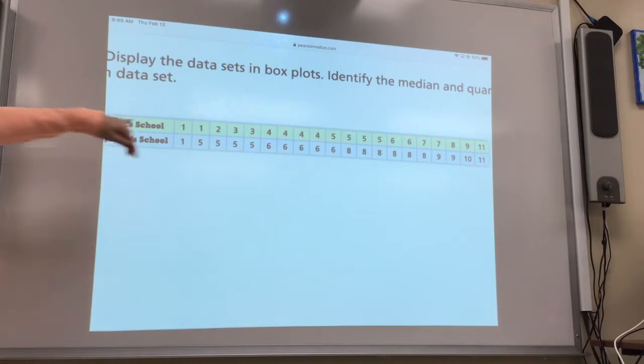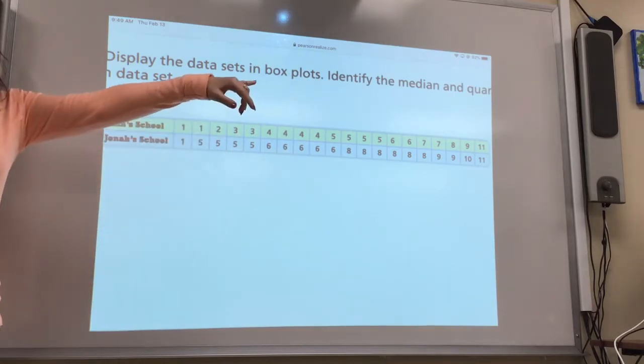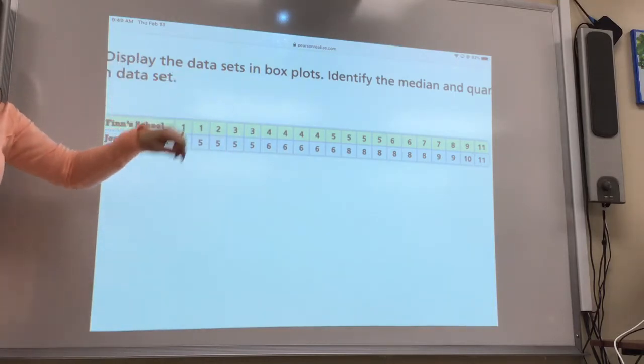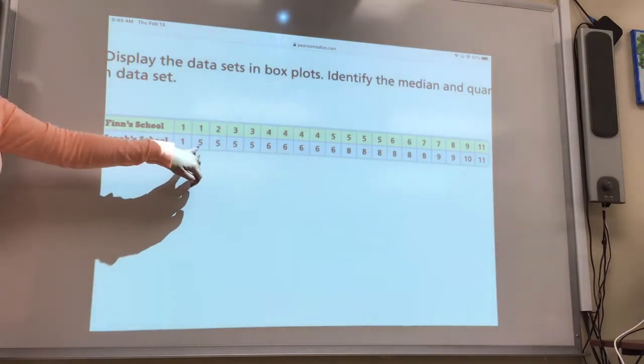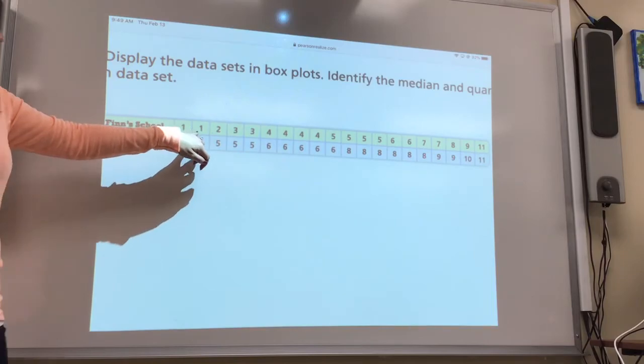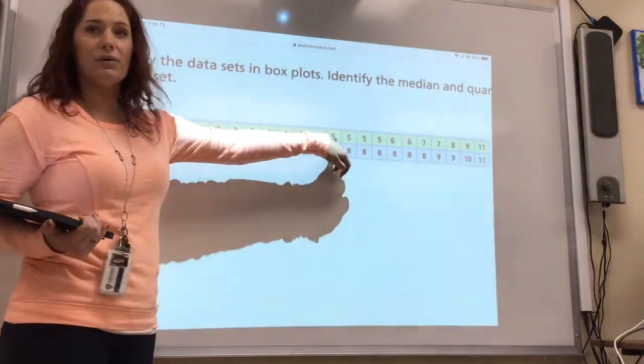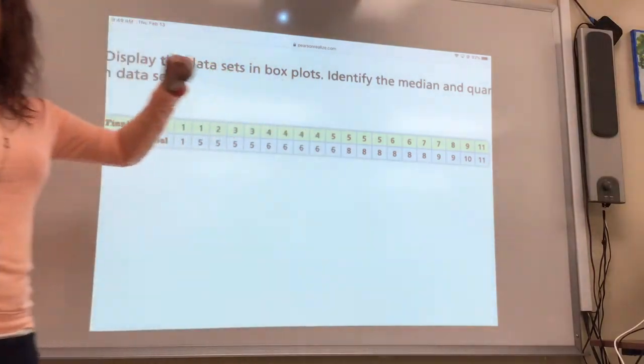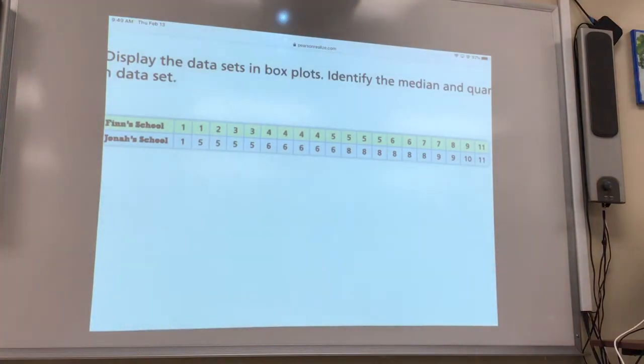They both start out at 1, and they both end at 11, so their minimum and maximum are the same. But look how quickly Jonah's school jumped up to 5, whereas at Finn's school, they don't get to 5 until way out here. Can you see that? To me, it looks like Jonah's school, those numbers are quite a bit higher in his sample than at Finn's school.